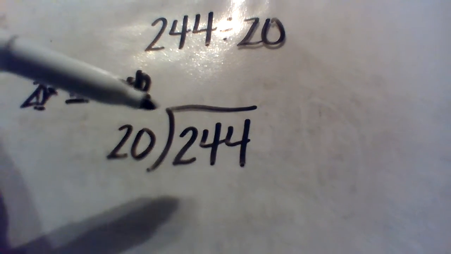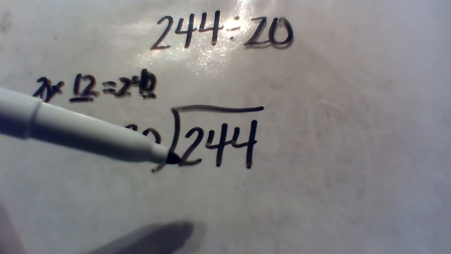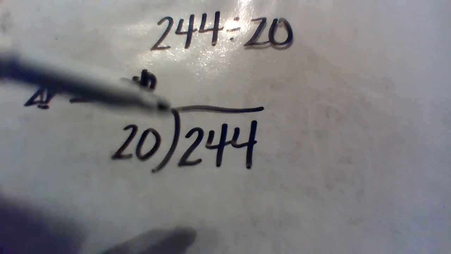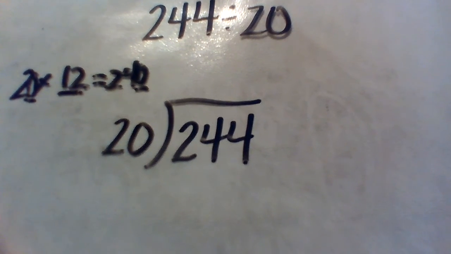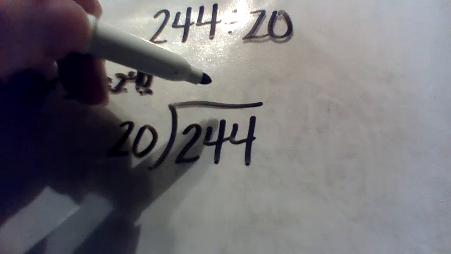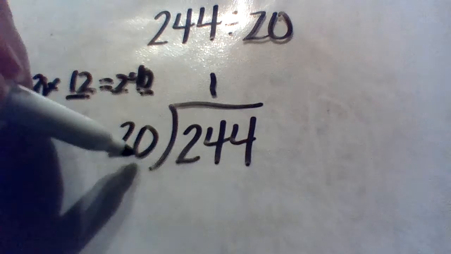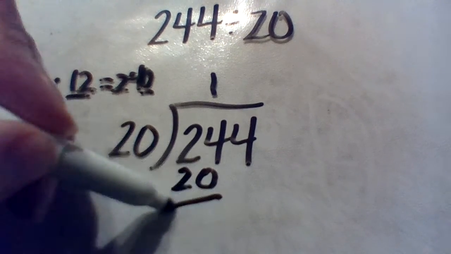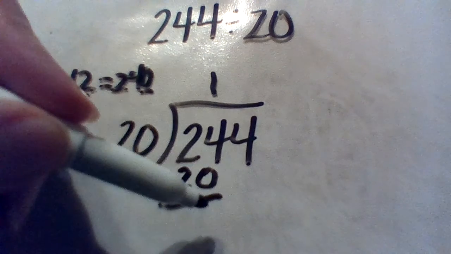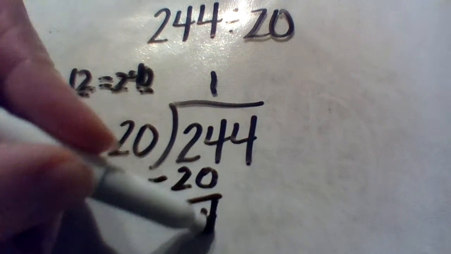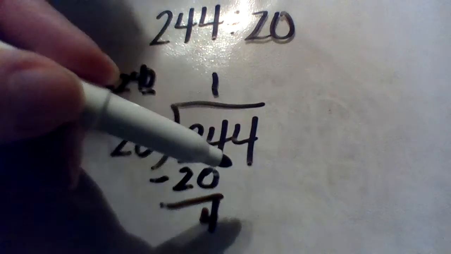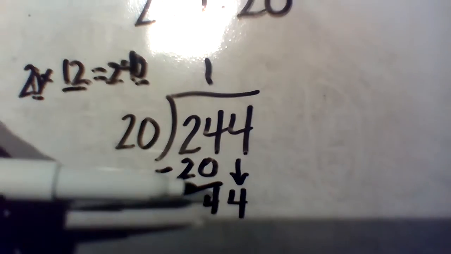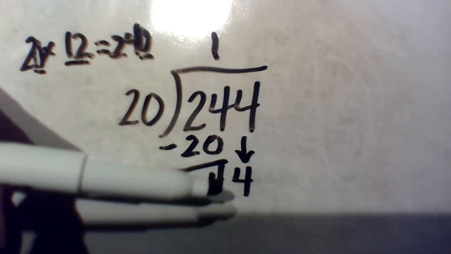Okay, so let's take a look. This one's a little different, right? When I'm here and I have my 2, I cannot make a group of 20. But when I have 24, I can. I'm going to make one group of 20. I'm going to put my 1 up here. 20 times 1, I'm just going to write that below. Gives me 20. And when I subtract, I have 4 left here. And I'm going to bring down this 4.